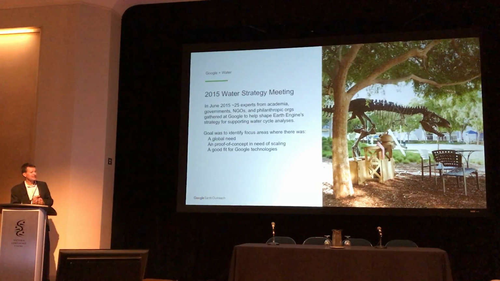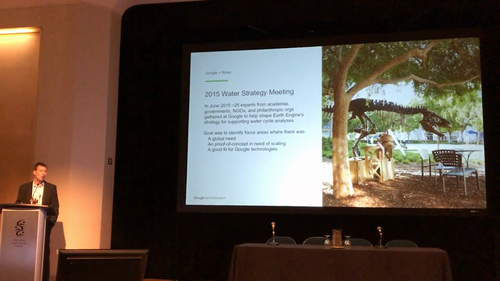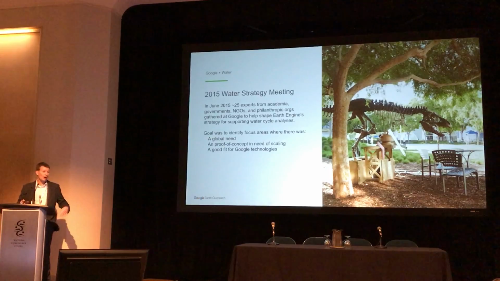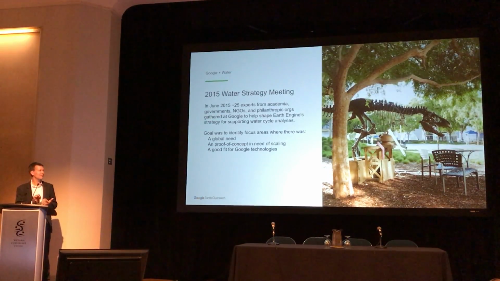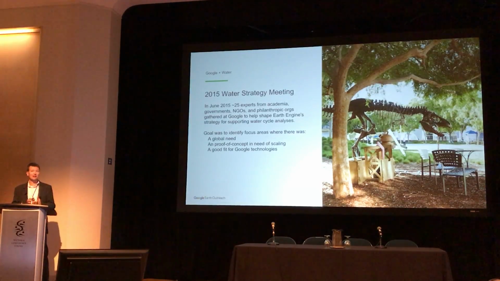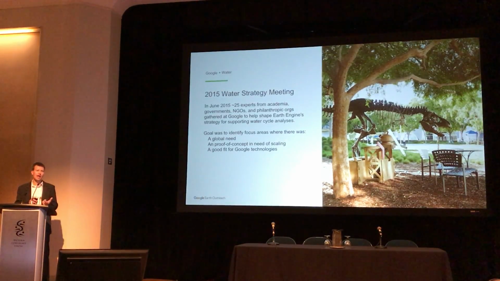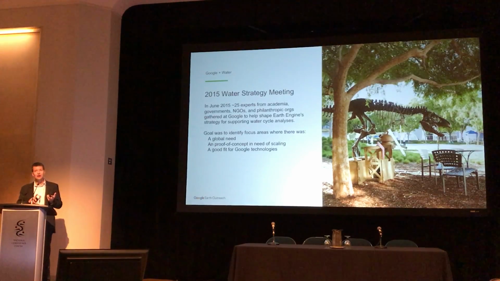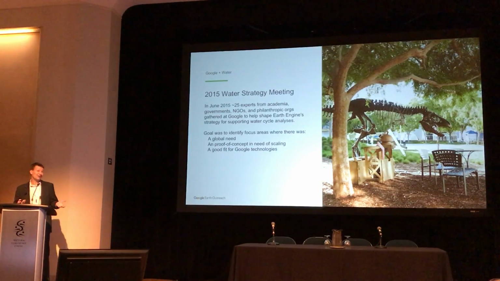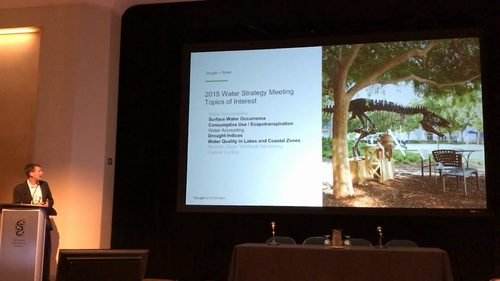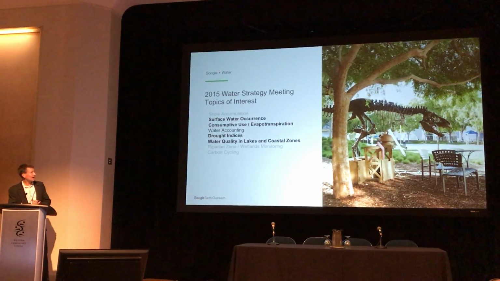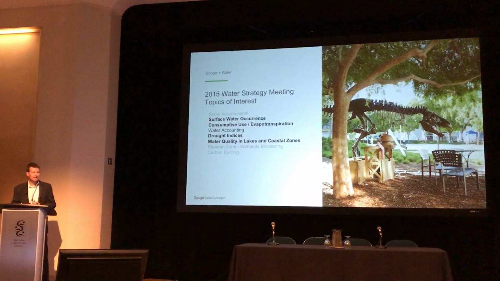In 2015 is sort of when we kicked off support for this water vertical, and the way we did it is we brought people to Google, about 25 experts that we picked from academia, governments, NGOs, tried to get at least a representation of the community so they could tell us what we should be doing. And we were looking for an overlap of what needs to be done. Is there something that just needs to be scaled that Google could help with, and will it really change the world?